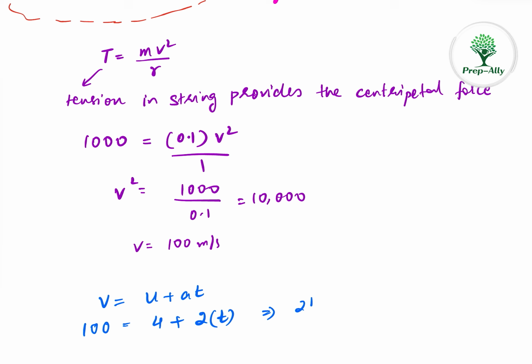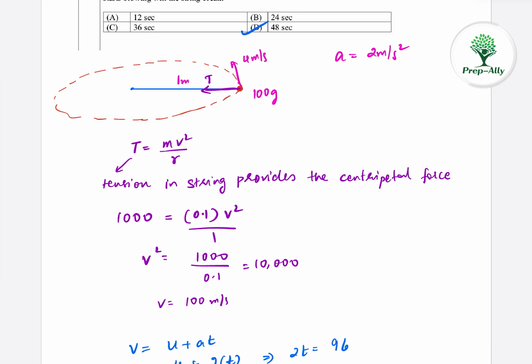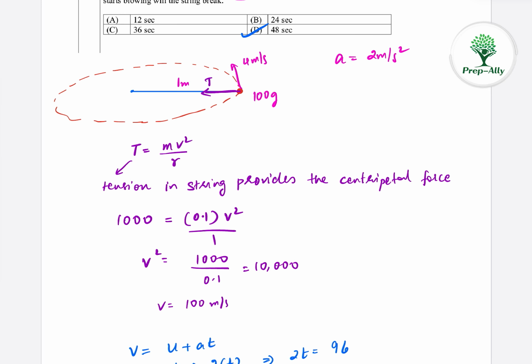We'll get here 2t is 100 minus 4, 96. T is 96 by 2, 48 seconds. So 48 seconds after the wind starts blowing, the string is going to break because it cannot have a tension of more than 1000 Newton. So if you understand that the centripetal force required for circular motion is provided by the tension in the string, this question is solved. I hope it's clear.